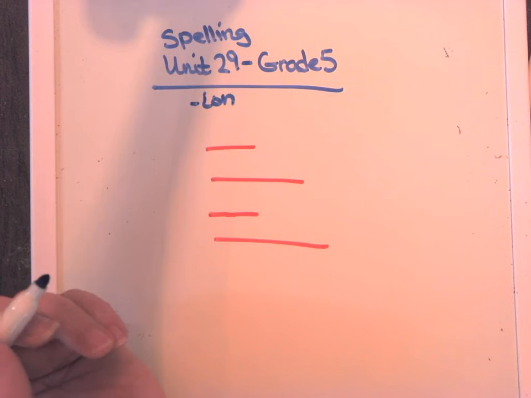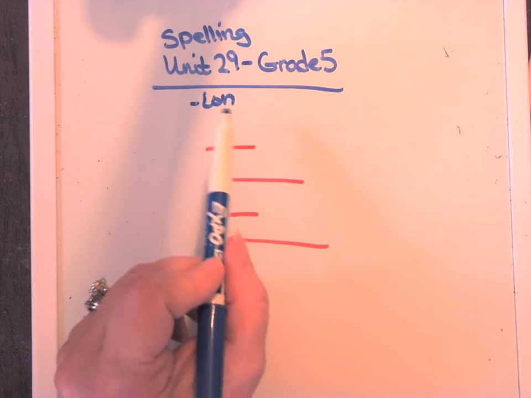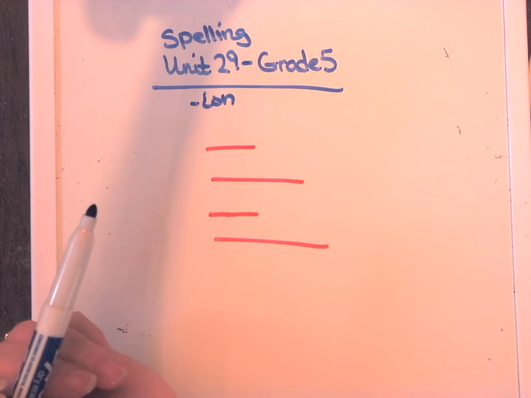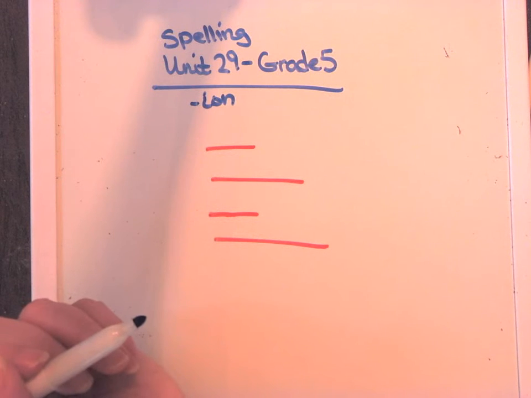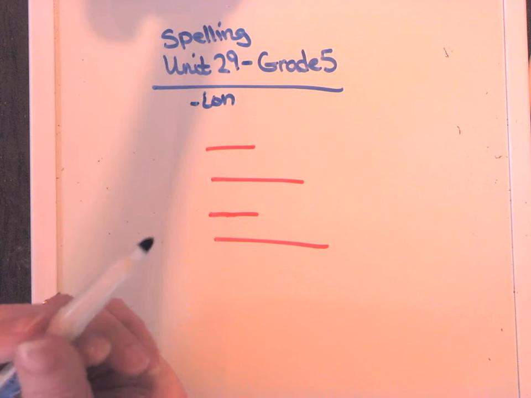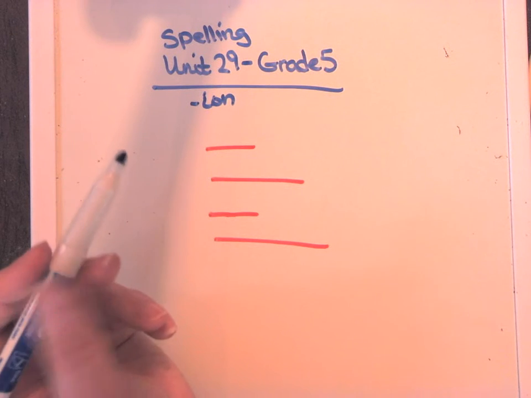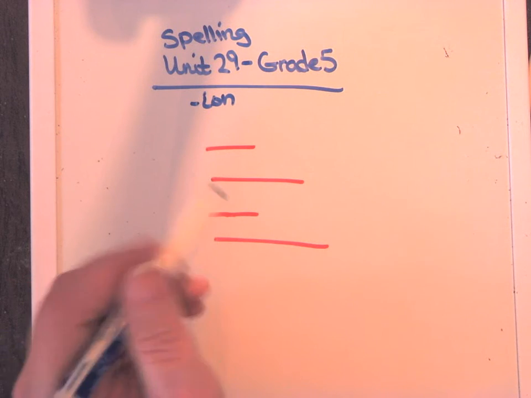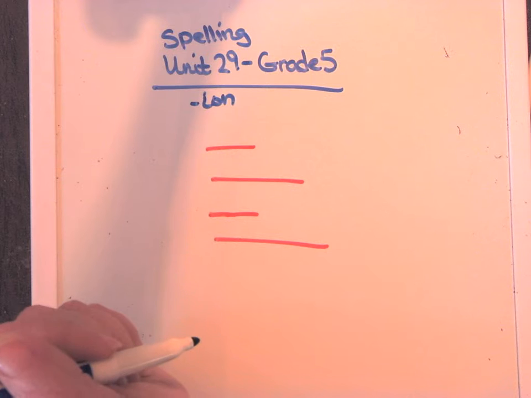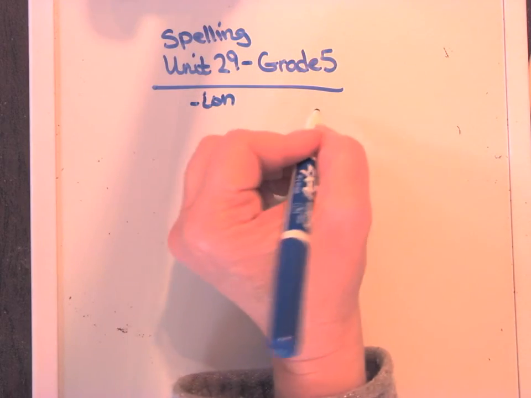Morning, 5th grade. Okay, we are looking at spelling unit 29, and we're adding ION to words, and it changes the meaning a little bit as far as going from an action to a noun. And so what we're going to look at is what do we do with these, and what are the rules that we have.